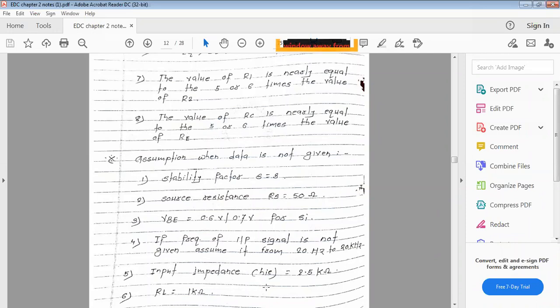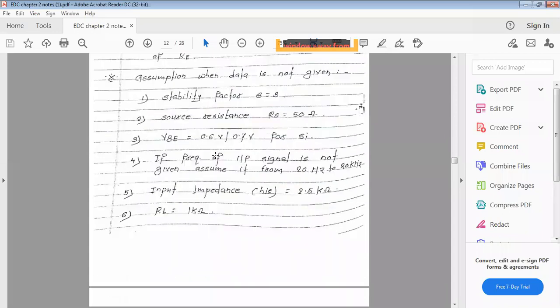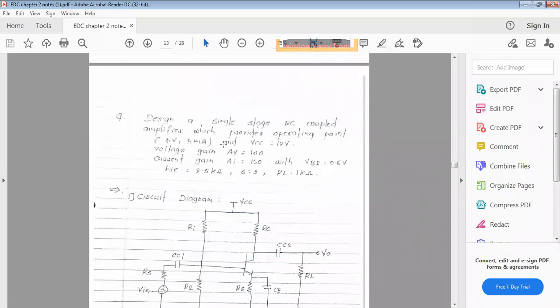Then the input impedance HIE is 2.5 kilo ohm. If they have mentioned it, we have to take that value. If they have not mentioned it, we have to take HIE as 2.5 kilo ohm. Okay, and the last one is the load resistance. It should be 1K. Here I am going to show you one example, and the remaining examples you should take as homework. This chapter has only 2 to 3 bits, that is the effect of low, high, and medium frequency, and the designing of the driving circuit.